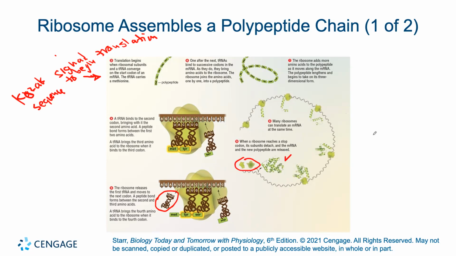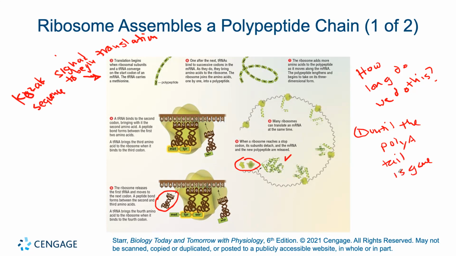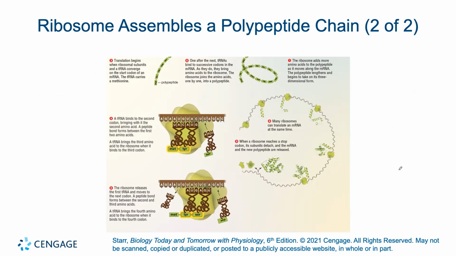Now, how long does the message last? How long do we do this? One of the main factors is until the poly-A tail is gone. Okay, that's one of the factors. Once the poly-A tail is gone, the message gets broken down, and then we're kind of done with this. So you can see here again how we go around and around and around.